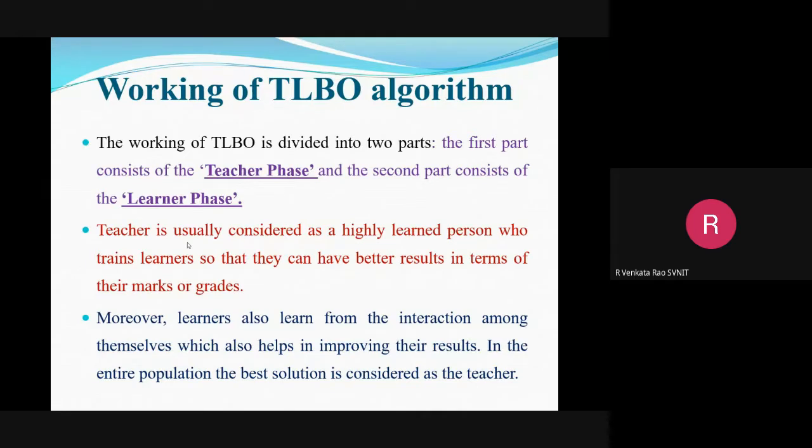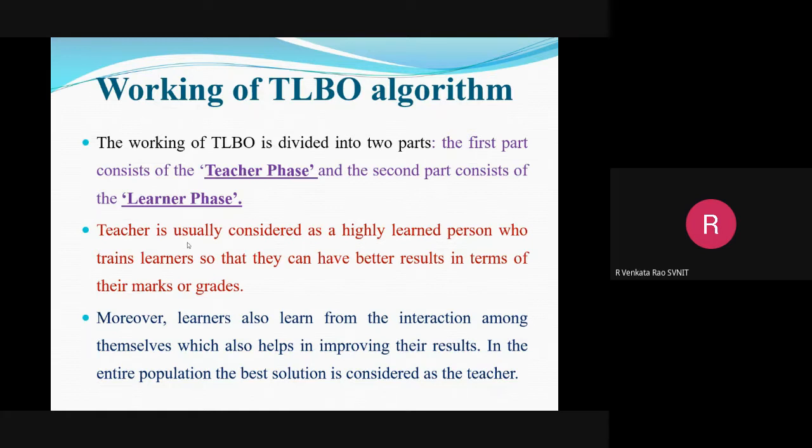And now, what is the second stage, the learner phase? In the learner phase, we assume that there is interaction among the learners outside the classroom, maybe in the hostel or like that. Student P interacts with student Q about some subject matter, some doubt. If Q knows that, then he will inform that to P. Knowledge transfer is from Q to P. That is the interaction among the learners.